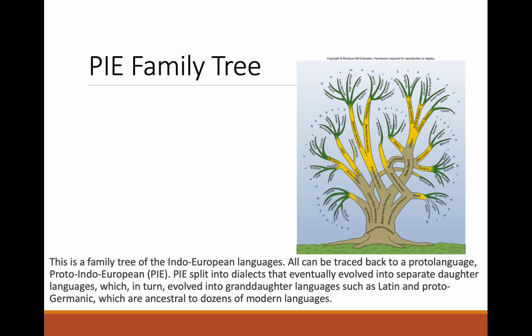And so we are able to make linguistic trees much like we are able to make phylogenetic trees when we're looking at evolutionary relatedness, right? So this is the family tree of the Indo-European languages that can all be traced back to a proto-language that we called Proto-Indo-European. This then split into dialects that evolved into separate daughter languages, which then evolved into granddaughter languages like Latin, Proto-Germanic, etc., that were ancestral to dozens of modern languages. So, studying this historical basis for historical context of language can be quite useful.